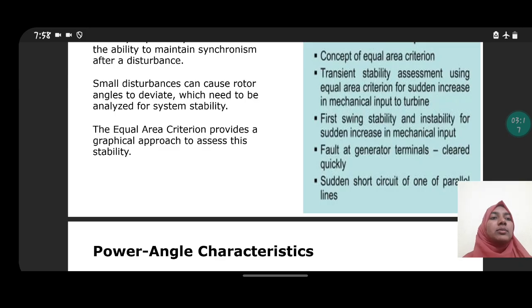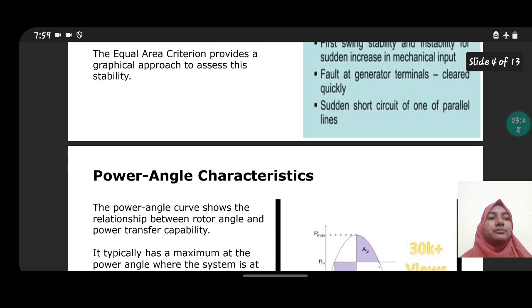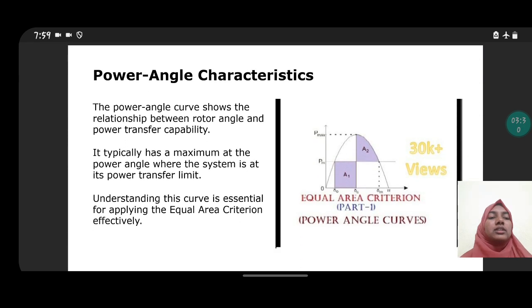Fault at generator terminals cleared quickly. So at this time the fault at the generator will be cleared quickly. Sudden short circuit of one parallel line. After that we have power angle characteristics.